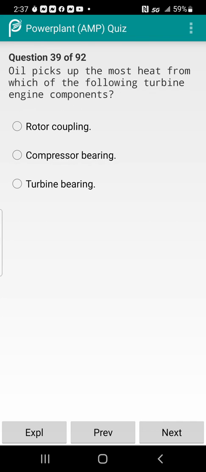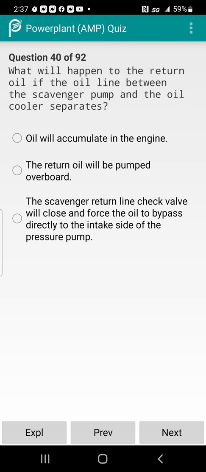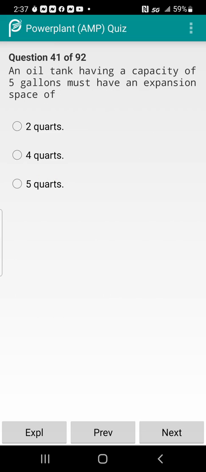Oil picks up most of the heat from which of the following turbine components? The turbine bearing. What will happen to the return oil if the oil line between the scavenger pump and the oil cooler separates? The return oil will be pumped overboard.